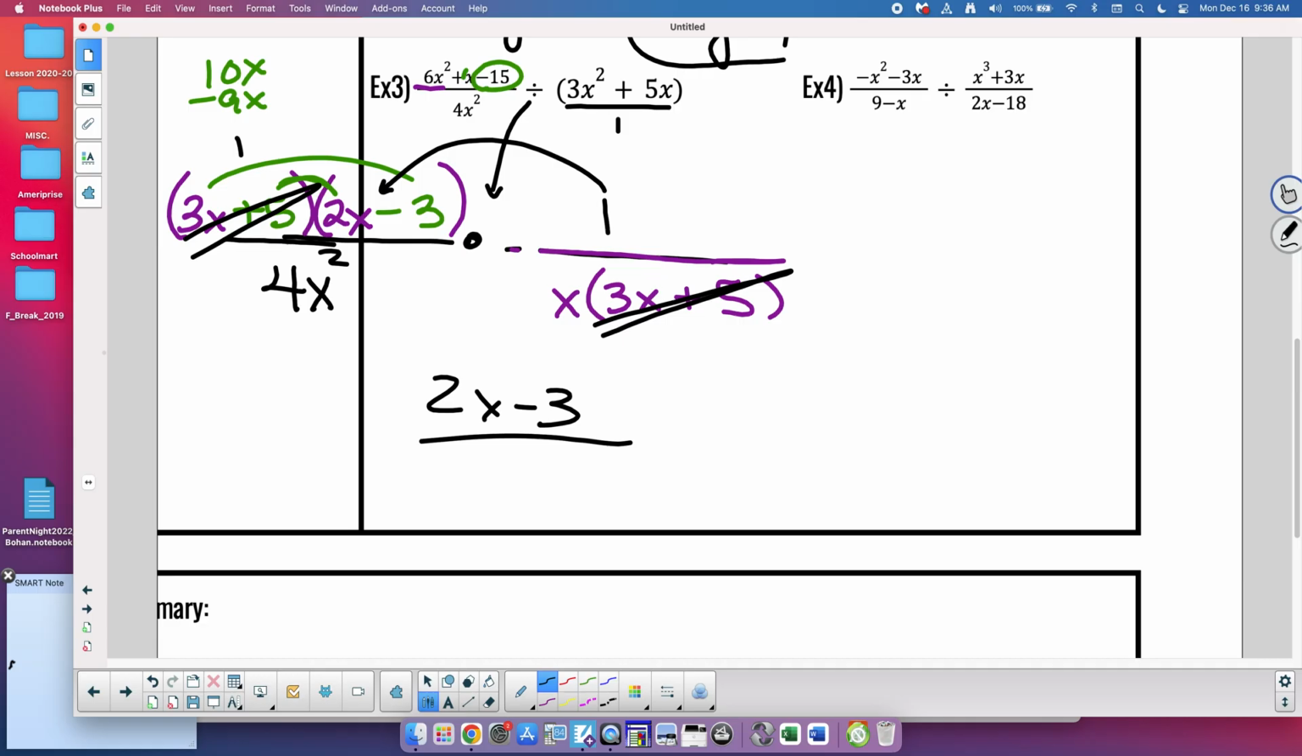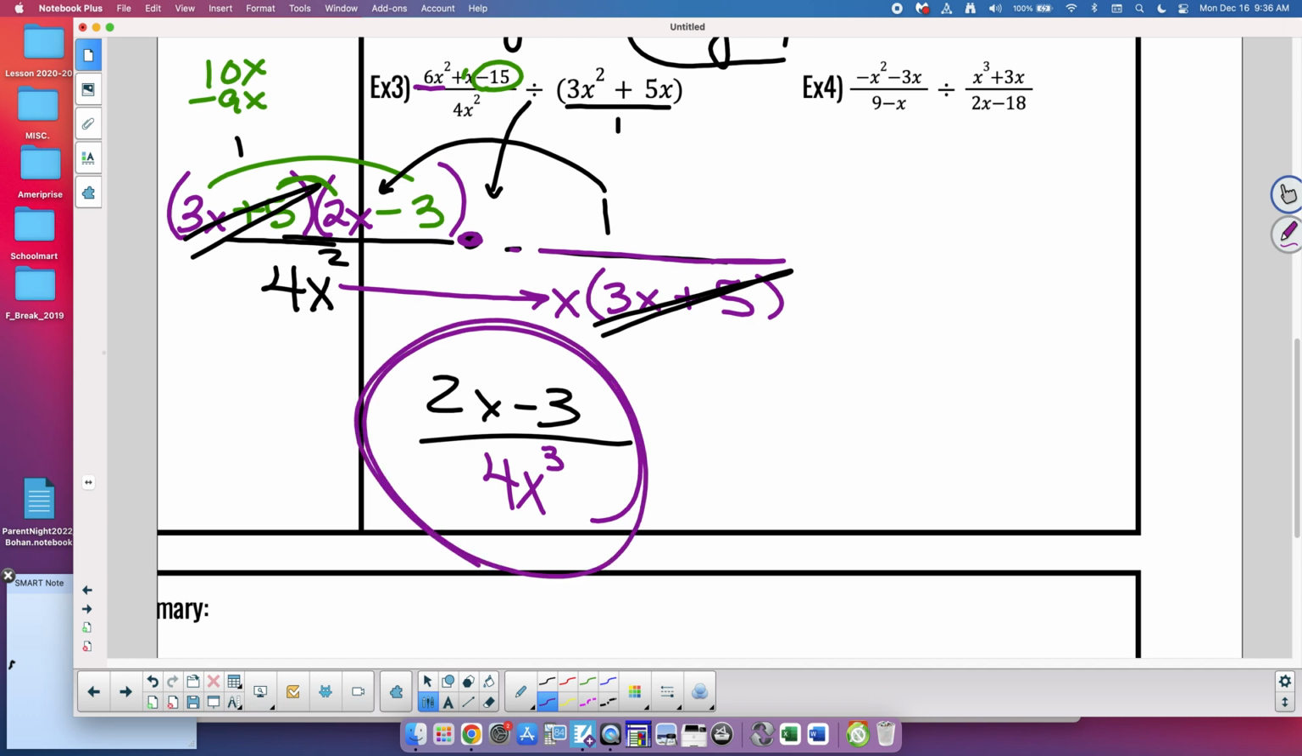No. Listen, you can only cancel when they're on top and bottom. That's when you can cancel. Bottom, guess what you do? It's multiplication, guys. Just multiply. What's this times this? 4x cubed. And now, you've got a monomial on the bottom and a binomial on the top. You can't touch them.